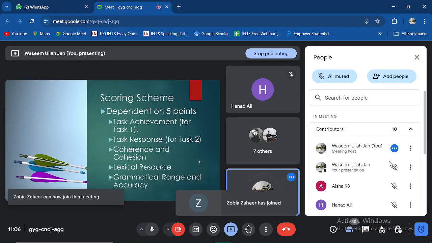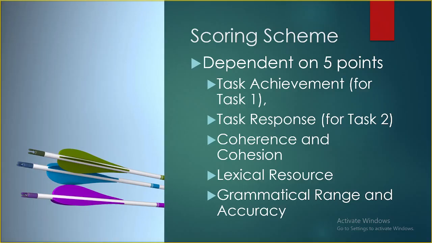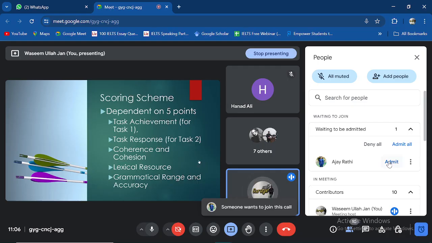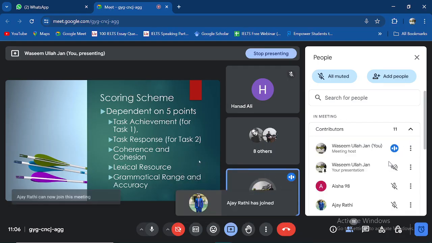The second point is task response, and it is important for task 2. Task response means that you show over efficiency, you give more than what the examiner has asked you, and you write examples, you provide your opinion, you write proper opening and closing statements.